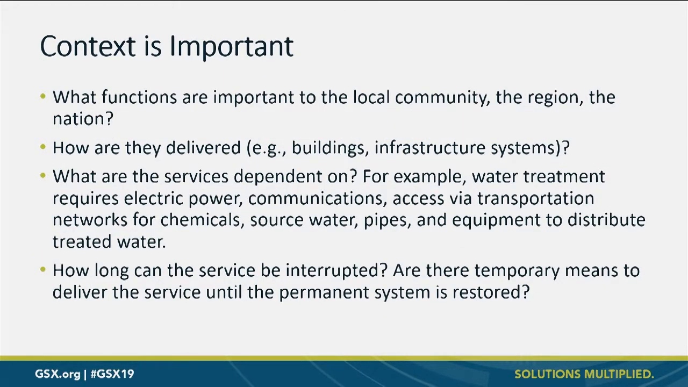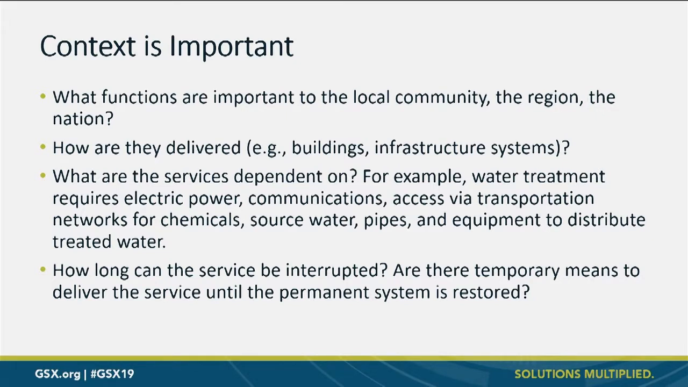So when we're talking about resilience, context becomes very important. And what that means is that we need to understand why functions are important to the local community, the region, or even in many cases the nation. How are those services delivered? So are there buildings that are involved? Are there infrastructure systems that those buildings are dependent on to operate?